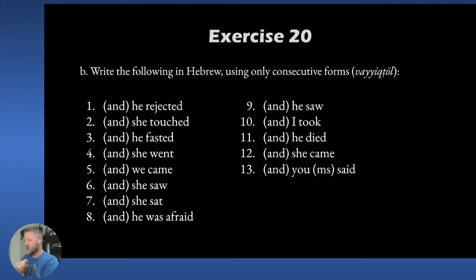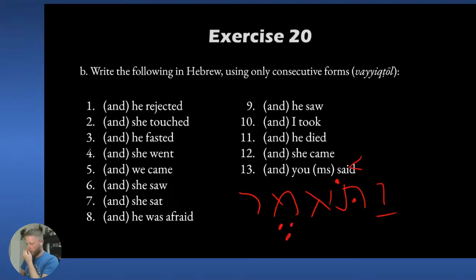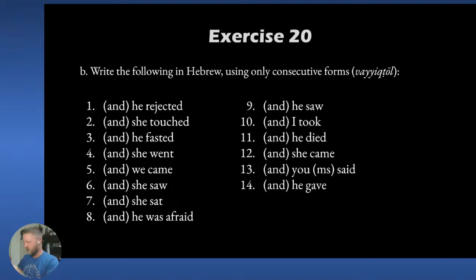You, masculine and singular, said, and we're going to say amar is to say. I would say tomar, vatomar. It could be vatomar or it could be vatomer. Vatomar would be like pausing before the words are spoken, and vatomer would be continuing on. Vatomer lemochorat, blah, blah, blah. Continue, like the sentence continues.